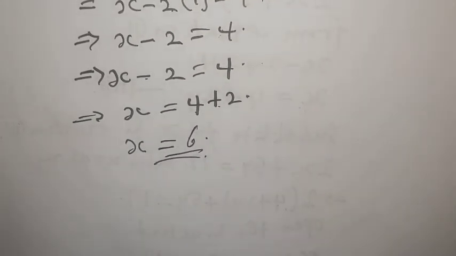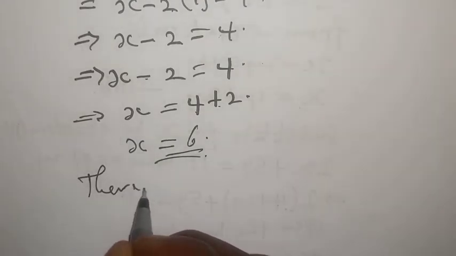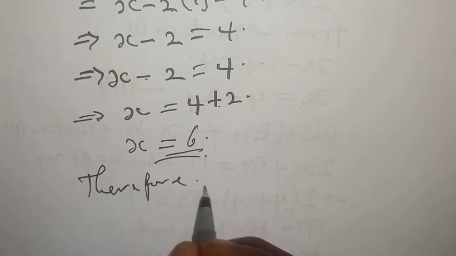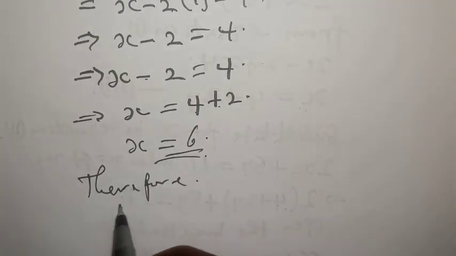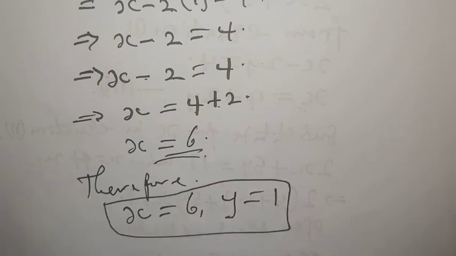The two unknowns have been found now. Therefore, x is equal to 6 and y is equal to 1. That is the final answer. You can see now that the two unknowns x and y have been found, whereby x is equal to 6 and y is equal to 1.